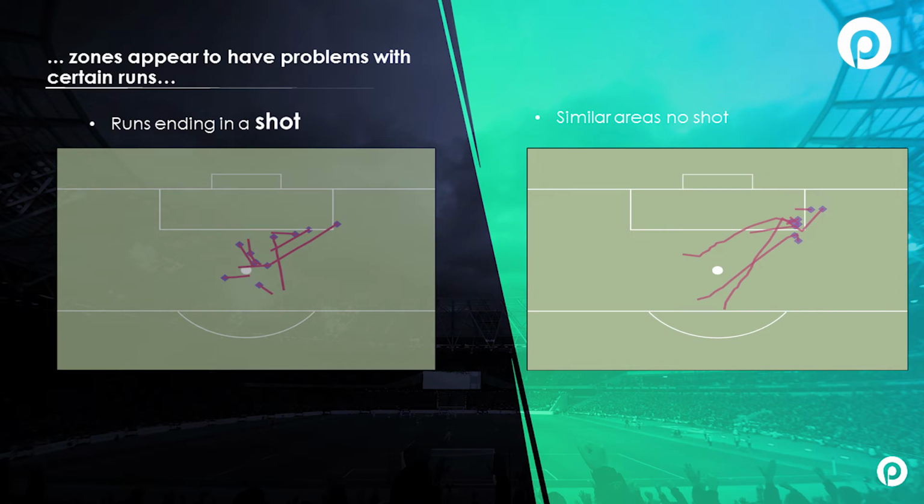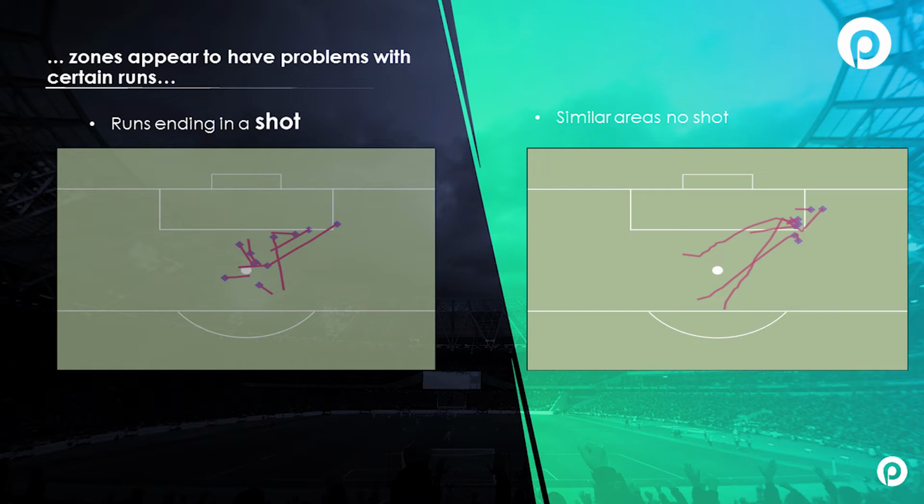But what was more interesting was when I started to look at just the runs that ended in shots. For this particular team, if you look, the shots end up in similar areas. These are the players running to take the shot, and there's obviously a problem in this area. The people are running into this area and they're managing to shoot. Similarly, around the penalty spot, little movements are causing problems for this team.